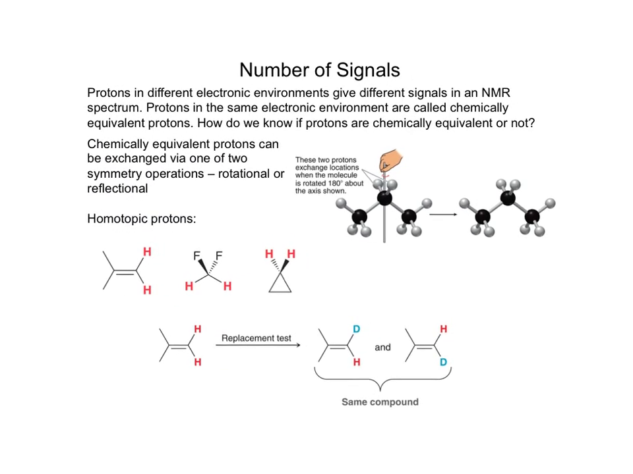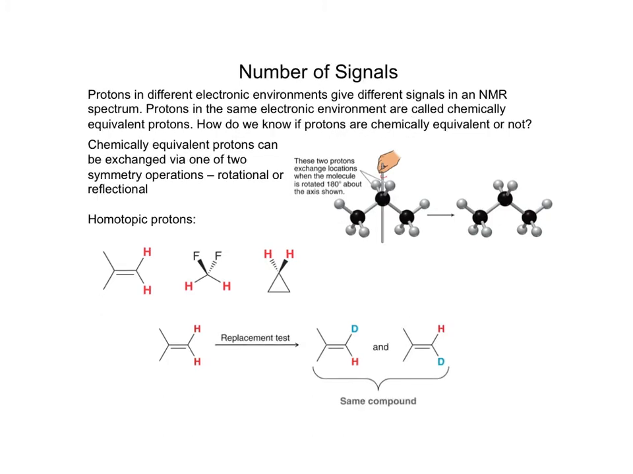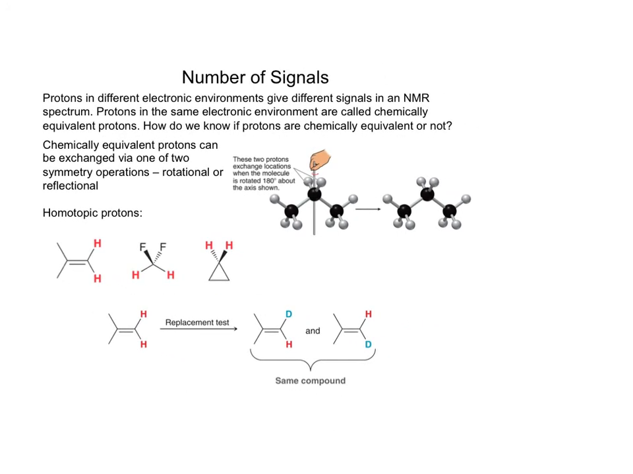Okay, so overall, what we're going to find is that protons that are in similar chemical and electronic environments are going to give rise to the exact same signal in the NMR spectrum. So what do I mean by that? Let's say that we have something like propane. Right, so 3-carbon propane, okay?